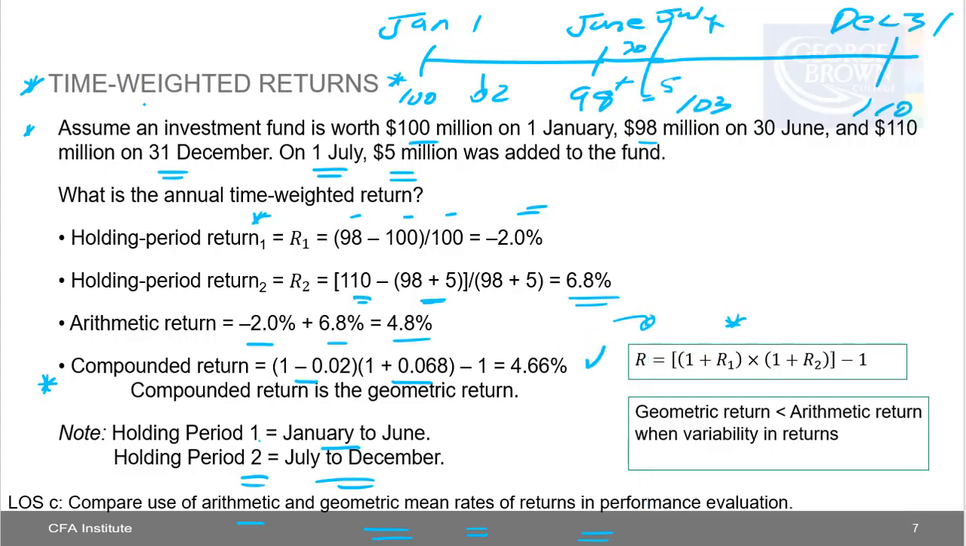So the time-weighted return is a geometric mean rate of return, and we calculate that by breaking the returns up into different segments. The segment is determined by the timing of the cash flows. So holding period 1, 1st of January to June 30th. Holding period 2, 1st of July to December 31st. Calculate the holding period return for each period, ending minus beginning divided by beginning. Don't forget the cash flows. And then we calculate the geometric return, 1 plus return 1 times 1 plus return 2 minus 1.